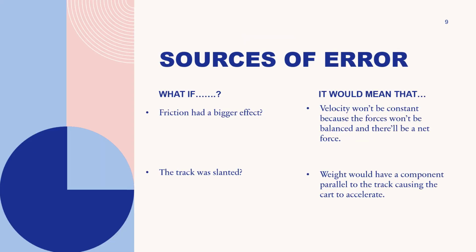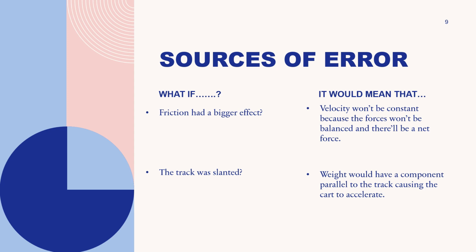Which leads us to our next slide, possible sources of error. We made a few assumptions in this experiment, including negligible friction and air resistance. But what if friction had a bigger effect? It would mean that the velocity would have fluctuated way more than it actually did, because the forces on the cart won't be balanced, causing there to be a net force, hence an acceleration.